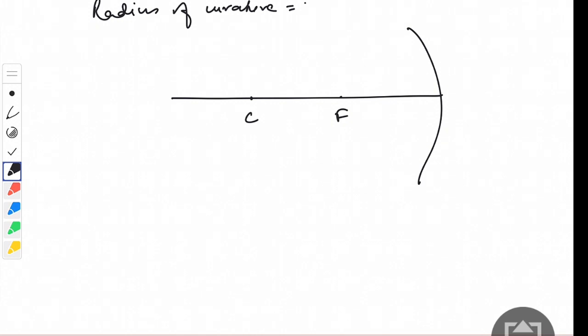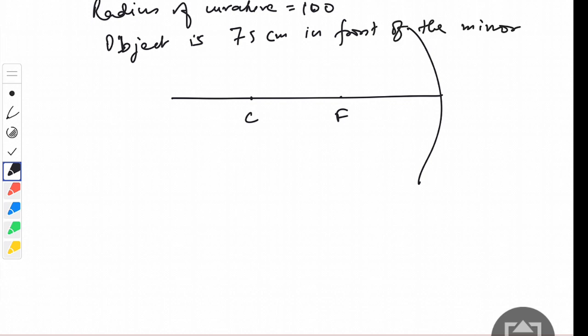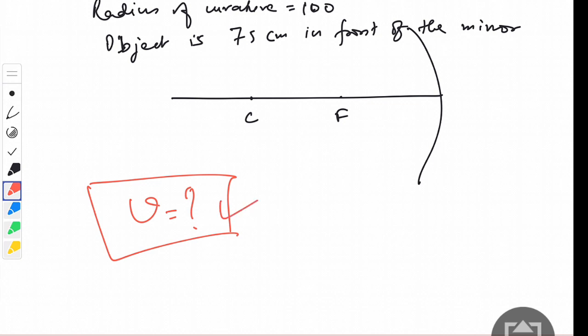object is 75 centimeter in front of the mirror. Okay, and the question is V is equal to how much? This is what you have to find. Okay, don't worry about the voice quality. I mean, the question is here, so you can read the question and figure out. The question should be pretty obvious.